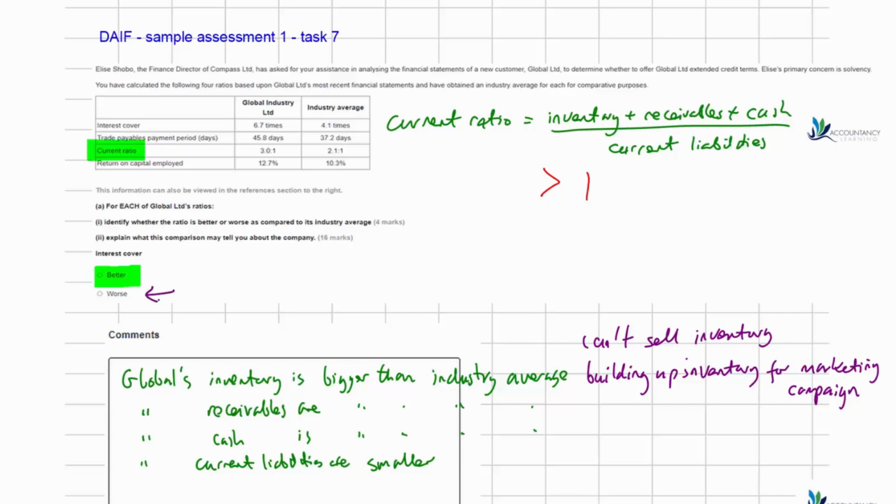Having a current ratio of 3 rather than 2 is not necessarily a good thing if the reason is that they can't sell their inventory. Or the reason could be that they're struggling to collect in their debts from their customers. Or it could be that they're just holding too much cash, and it would be a better idea to move some of that cash into some sort of long-term investment where they could be earning more interest. Okay, so I'm not going to write up all of those ideas on the screen here, but you get the idea that we can make a comment about each of the components.